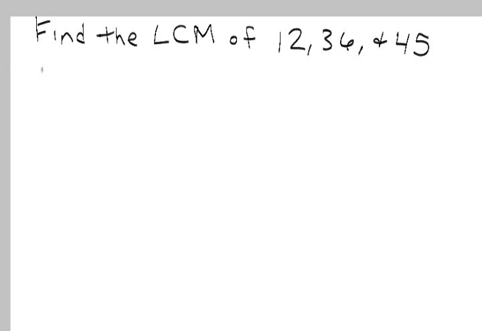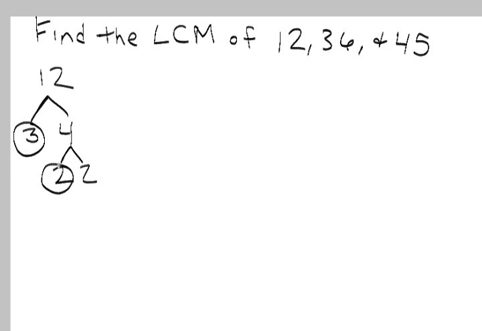So we'll start with 12. 12 can break down to 3 times 4. 3 is prime, and 4 breaks down to 2 times 2, and those are prime. So 12 equals 2 squared times 3. Then we'll do the prime factorization of 36.